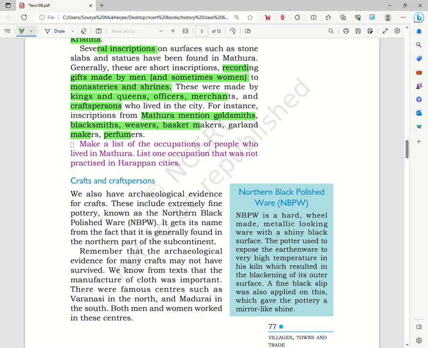So let's see this. Make a list of occupations of people who lived in the city, lived in Mathura. List one occupation that was not practiced in the Harappan cities.